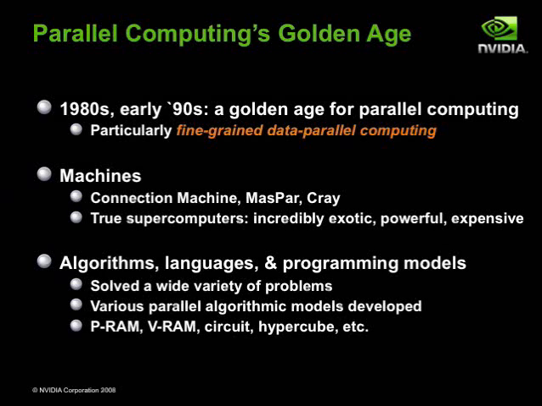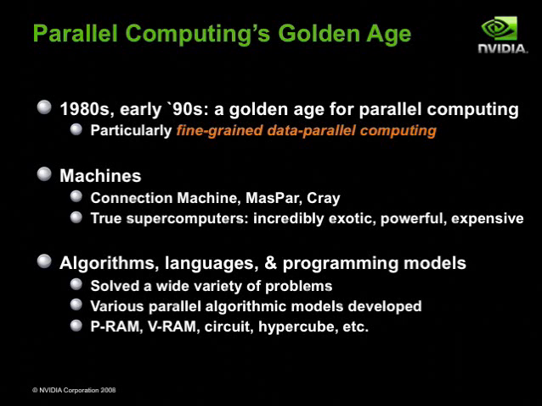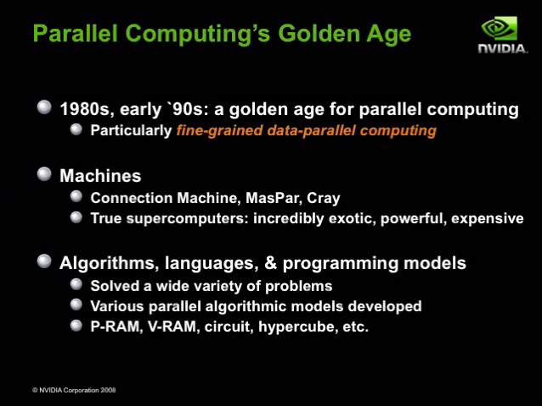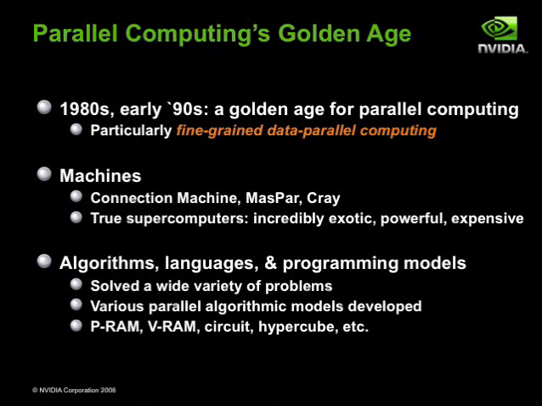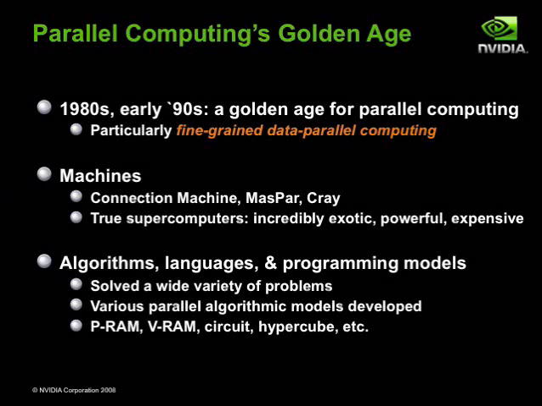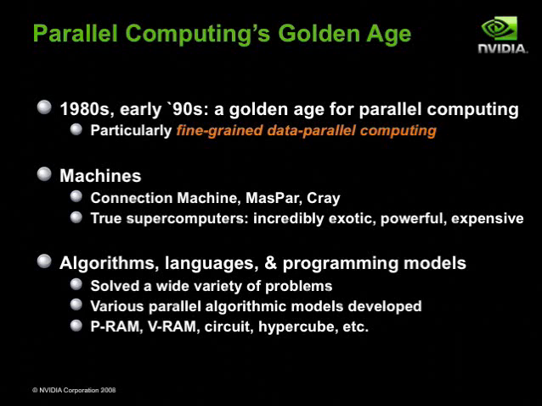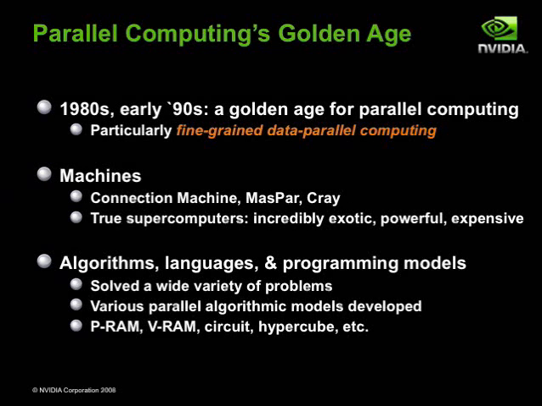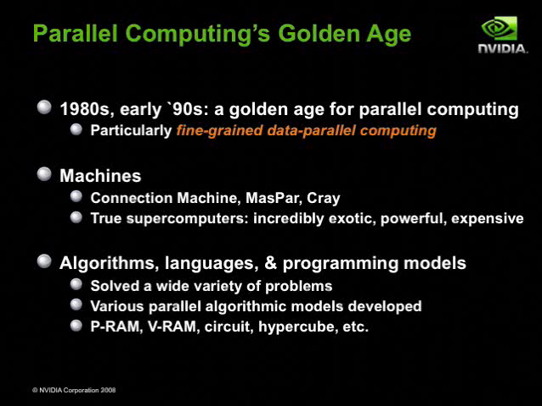These machines were true supercomputers in every sense of the word. They were exotic, powerful, and expensive. Only a handful of privileged users around the world had access to them, mostly at national labs and major universities. Despite the limited availability of such machines, there was a great deal of excitement about parallel computing, resulting in a wealth of papers and articles on the subject published at the time. Languages, programming models, and data parallel algorithms were developed that solved a wide variety of problems, as well as the design of new computer architectures.